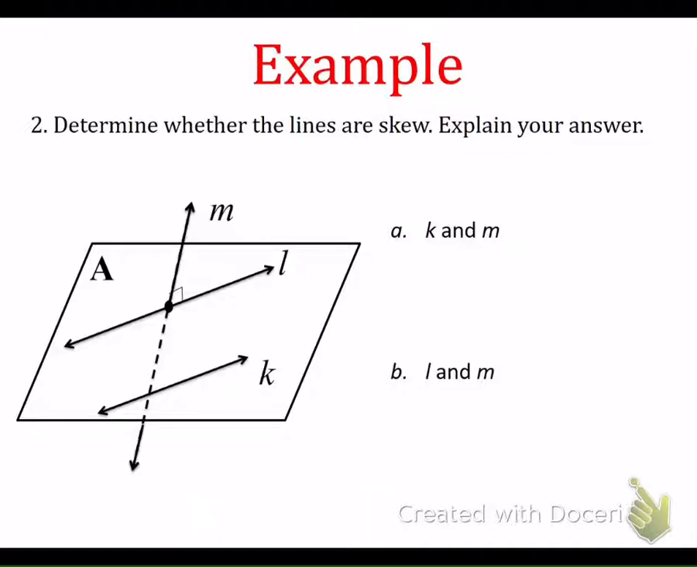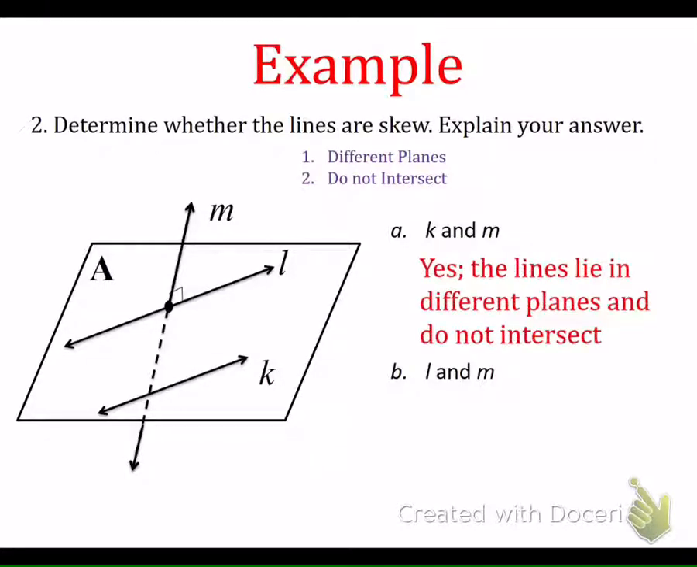So are K and M skew or not? Yes, they are skew because skew means they don't intersect. Okay, so yes, the lines are on different planes and don't intersect.